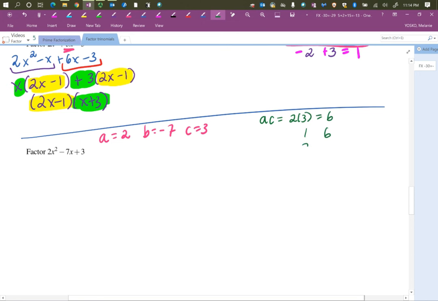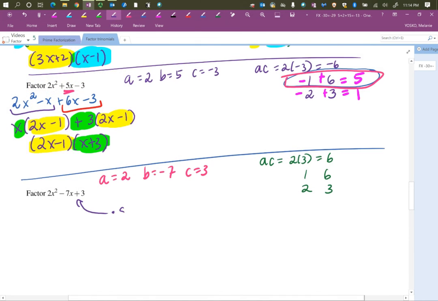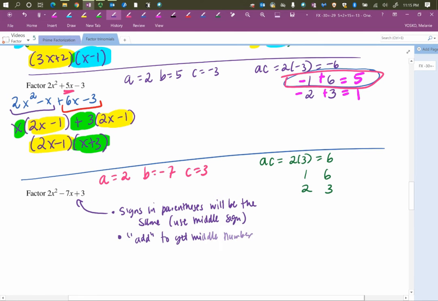So 1 and 6, 2 and 3. Let's check the third sign. The third sign is positive. So that tells us signs in the parentheses when we finish factoring, parentheses will be the same. And we're going to use the middle sign. It also tells us we're going to add to get the middle number. When I say add, that means we're going to have the same sign.